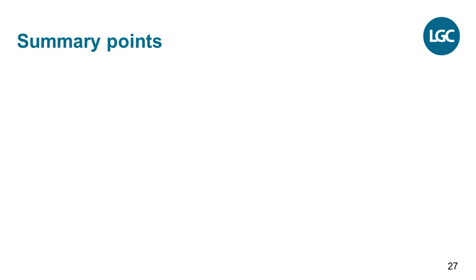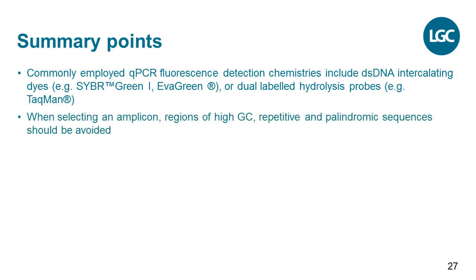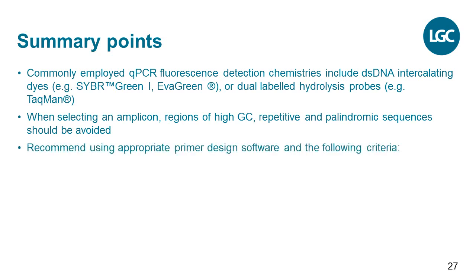In summary, commonly employed chemistries for quantitative PCR include double-stranded intercalating dyes such as SYBR Green and EvaGreen, or dual-labeled hydrolysis probes such as TaqMan technology. When selecting an amplicon, regions of high GC, repetitive and palindromic sequences should be avoided. It is recommended that assay design be performed using appropriate software and the following design criteria be applied.